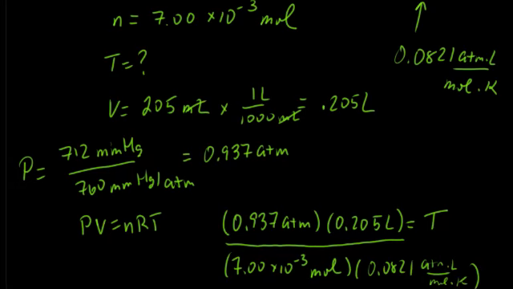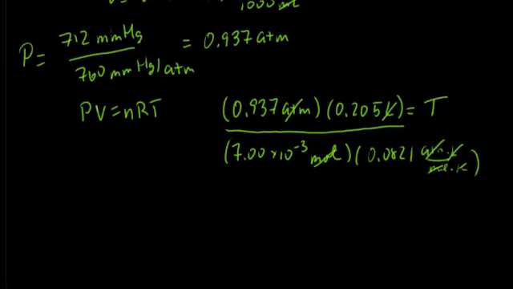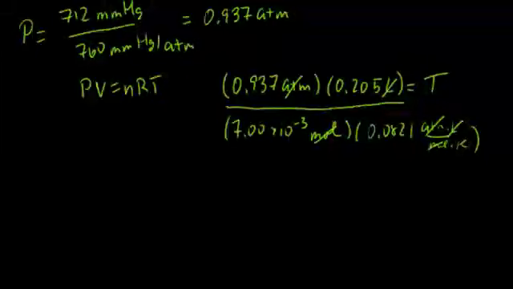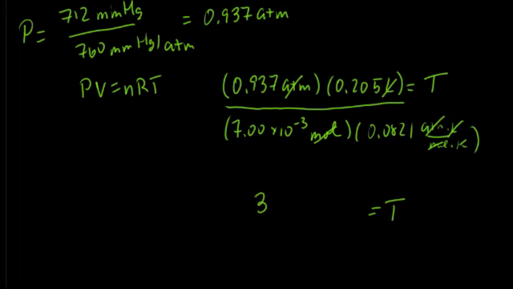All right, so we have atmospheres on top, atmospheres on the bottom. We have liters on top, liters on the bottom. We have moles on the top of the bottom and moles on the bottom of the bottom. And we have 1 over K, and that brings K out on top. So let me scroll down, give you a chance to calculate this in your calculators. And you're left with 334 point a quarter, somewhere around there, Kelvin.